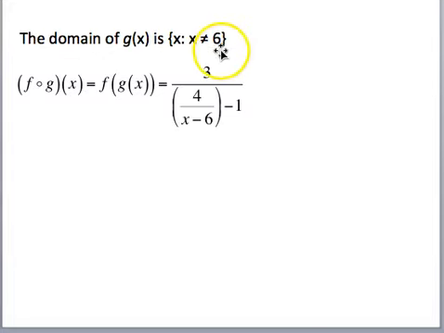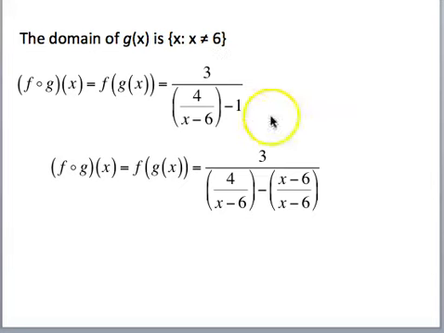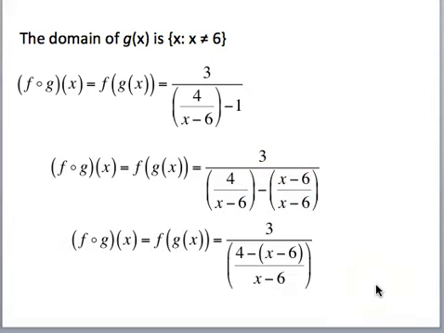Keeping in mind our domain of g of x, remember we're never going to be allowed to plug 6 in. We're going to rewrite this as 4 over x minus 6 minus x minus 6 over x minus 6. Again, ignoring the top, focusing on the bottom, I have a common denominator of x minus 6. So we've got to take 4 minus this quantity, and that better be in parentheses. So it'll be 4 minus parentheses x minus 6 over the common denominator of x minus 6.